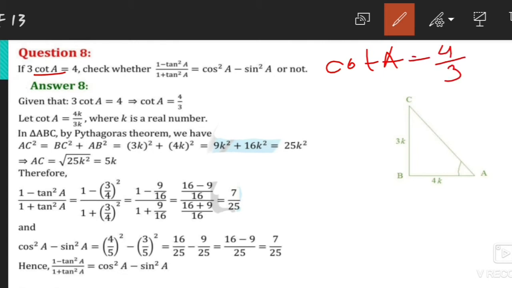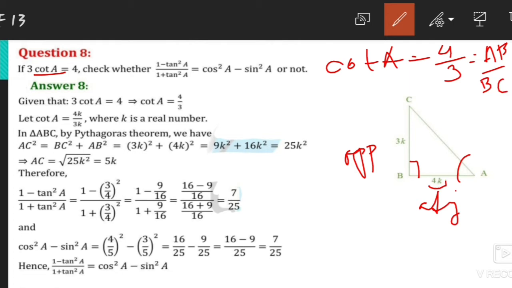So this is a right angle triangle, A is the acute angle, and this one is 90 degrees. You know that cot is adjacent by opposite, so you can write this as AB by BC again. You are considering AB as 4k and BC as 3k. So again by Pythagoras theorem you can find the value of AC. If you use Pythagoras theorem, the value of AC will become 5k.